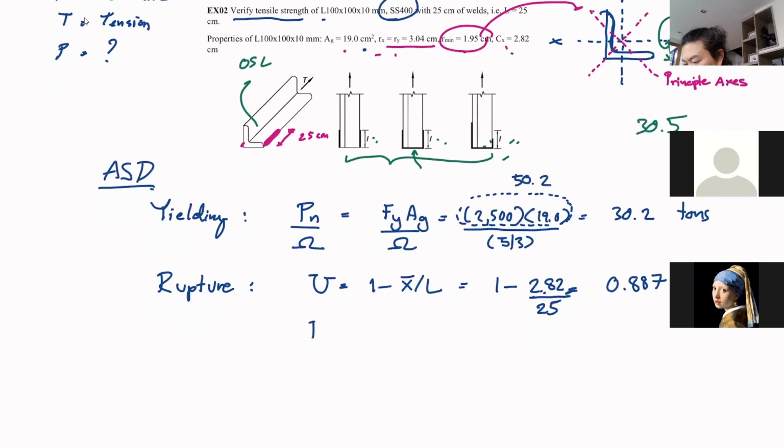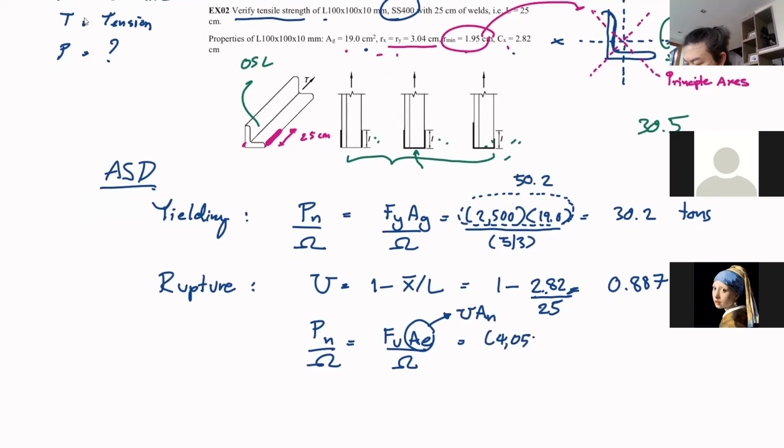So the rupture strength is going to be Fu, I should write AE, right? Over factor of safety. But now keep in mind that this is course UA net. So here, 4050, this is 0.887 multiplied by 19. Remember, it's rupture, so factor of safety has to be 2. So this comes out to be.